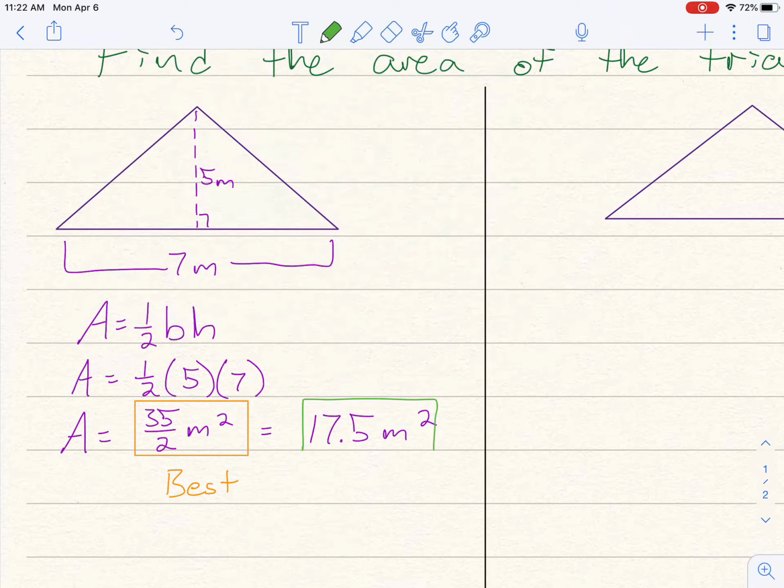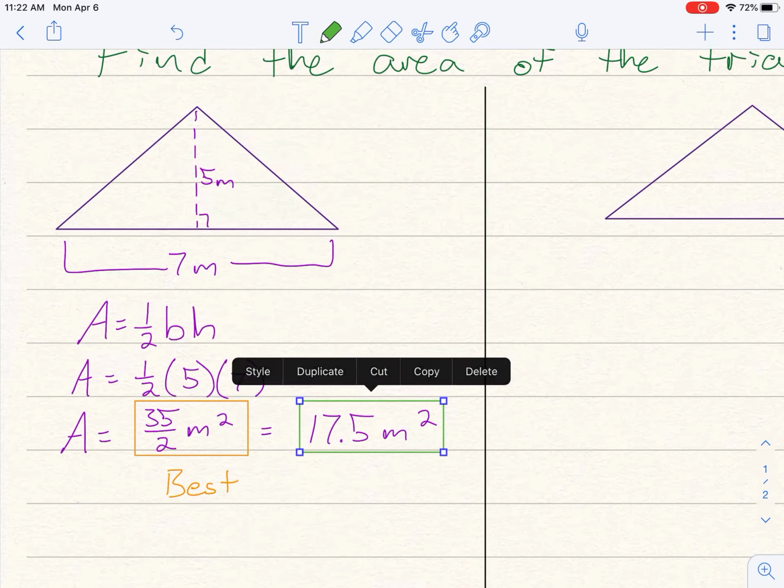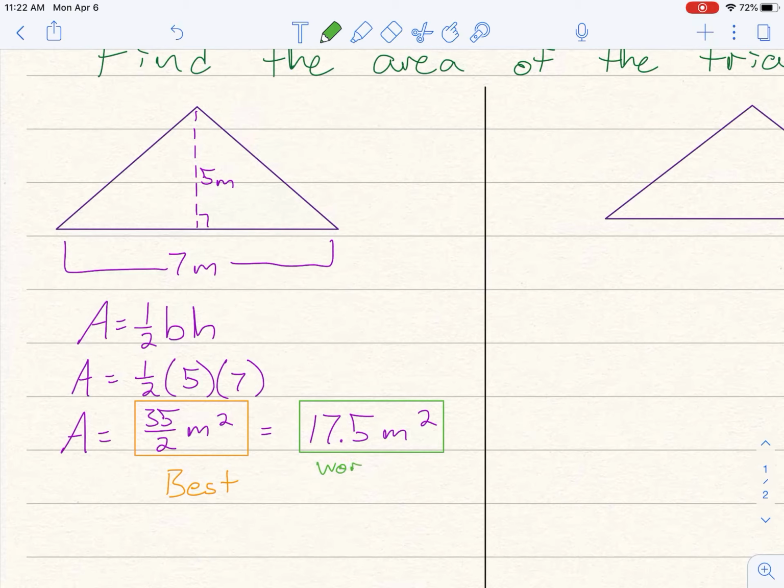But this other option, 17.5 meters squared, a lot of times works if you're doing a word problem. In word problems, you don't want to tell somebody, oh, this painting has an area of 35 over 2 if you're going to cover that with paint. So sometimes it's more applicable to use decimals than fractions. So it just all depends. The best answer is a fraction, but if it's a nice decimal, that's really acceptable too.